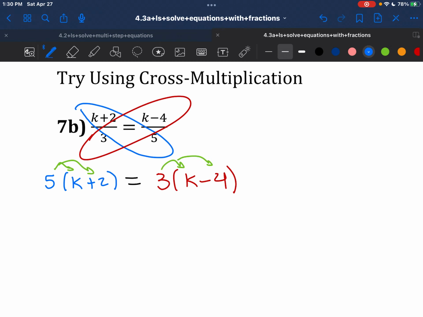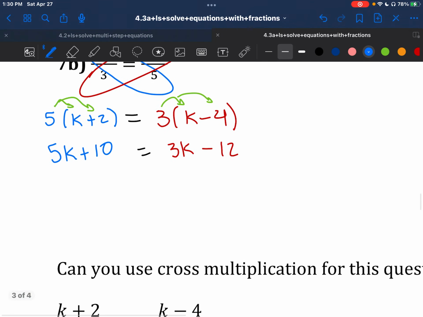And let's do that. So 5k plus 2 equals 3k minus 12. What was I thinking here? This is a 10. Goodness. Okay, now we literally just have to solve. So everything's the same as the normal. So let's do this, plus 12, plus 12.